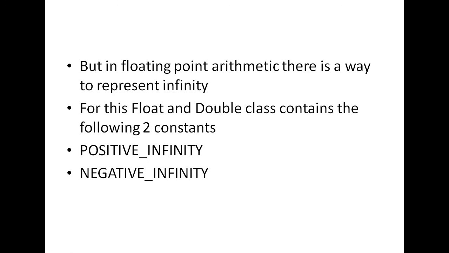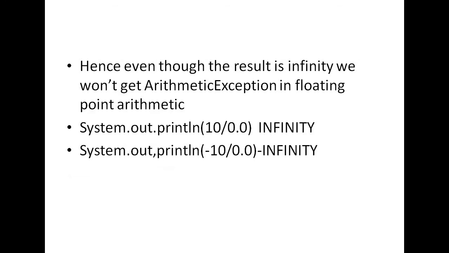So if we perform integral arithmetic and there is a chance of dividing by 0, then we will get an ArithmeticException. But in case of float and double, if there is a chance of dividing by 0.0, we won't get any ArithmeticException, instead we get infinity. So POSITIVE_INFINITY and NEGATIVE_INFINITY are the two constants present in the Float and Double classes. Okay, next.